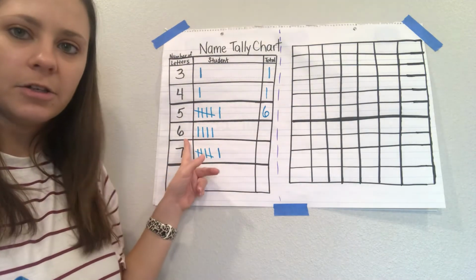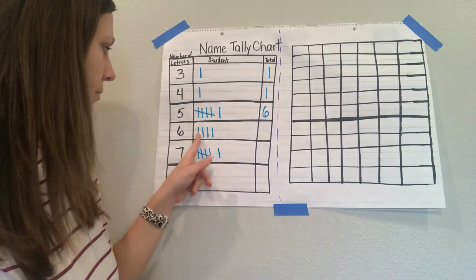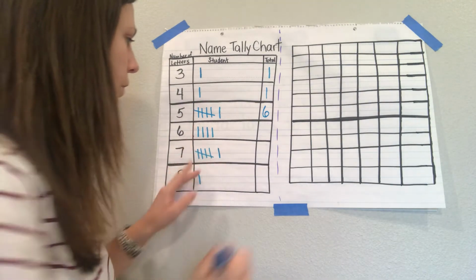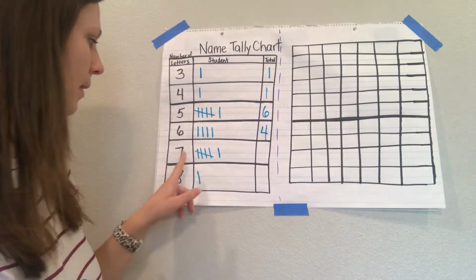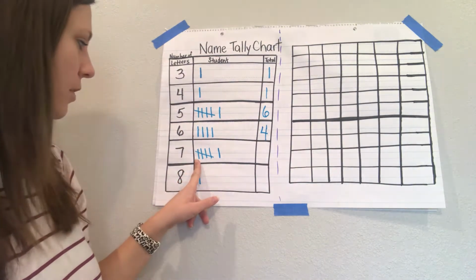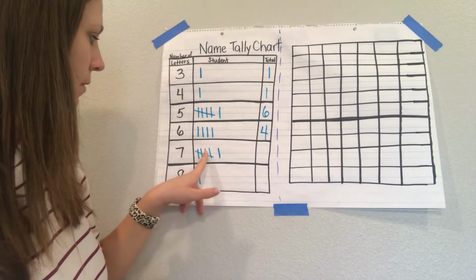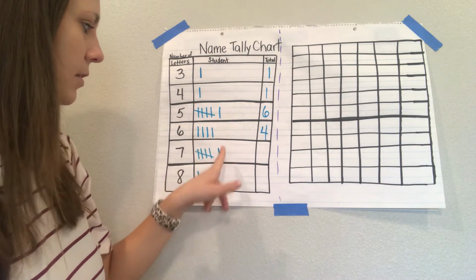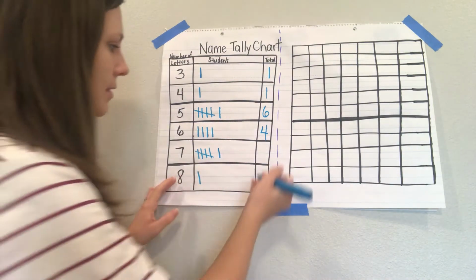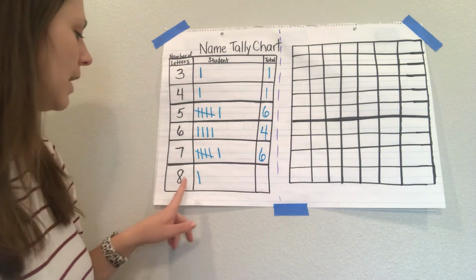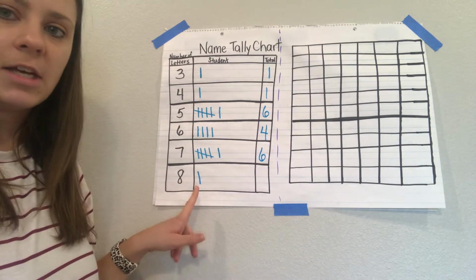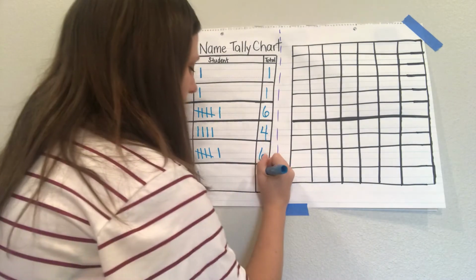For 6 letters in their name, we had 1, 2, 3, 4 students with 6 letters. With 7 letters in their name, there were 5, 6. 6 students have 7 letters. And then finally, with 8 letters, there was just 1 student.